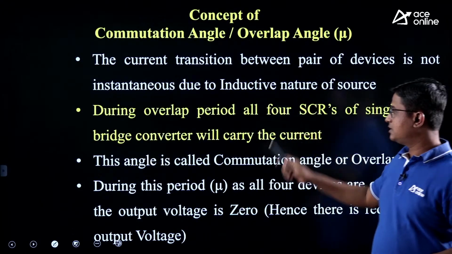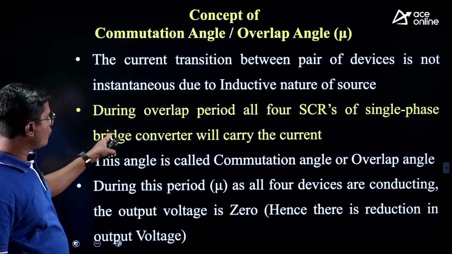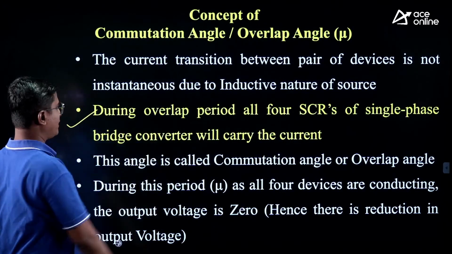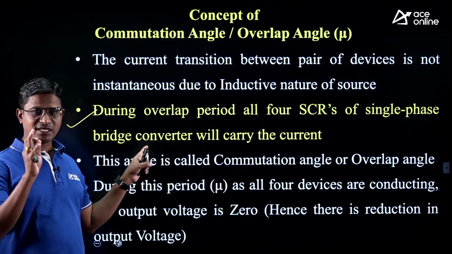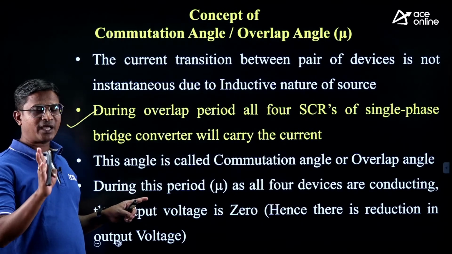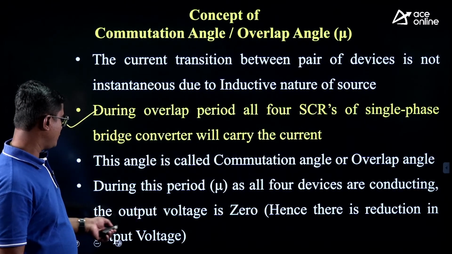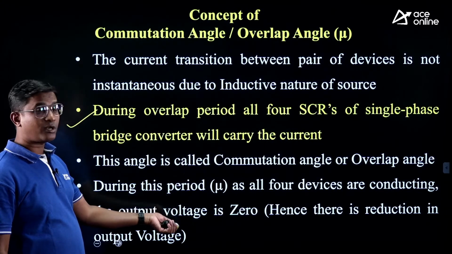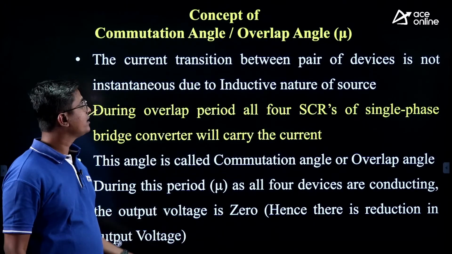Yes. So here, same thing, during the overlap period, all 4 SCRs of a single phase bridge converter will carry the current. Means all the 4 thyristors will be in a conduction mode. They have asked the question, right? During overlap angle mu, all the 4 thyristors will be in a conduction mode, right? So therefore my output voltage during that particular period is 0. So overall my average value of output voltage will be getting reduced.